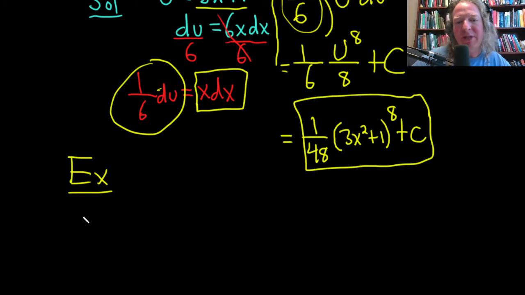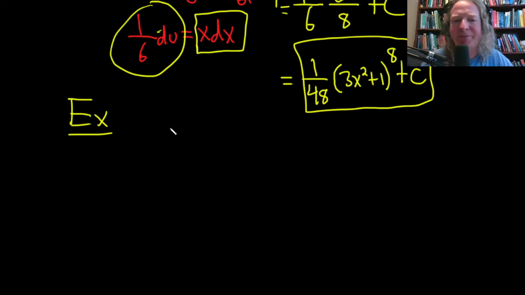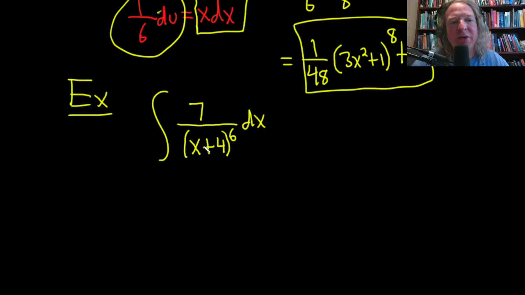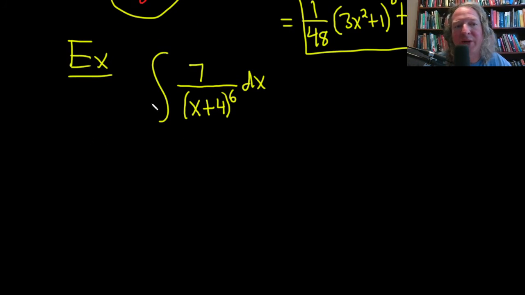Let's do something like this. Let's do something with a fraction. So we have the integral of, let's say, 7 over (x plus 4) to the 6th power dx, something like that. All right. So again, how do you integrate this? Well, if you just have the power rule, it's pretty tough because you have an x plus 4 here.